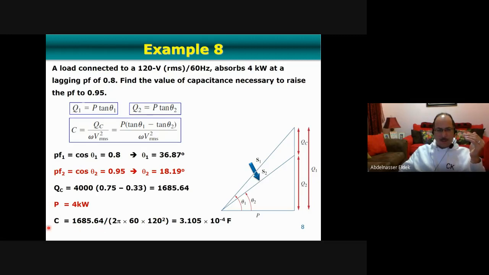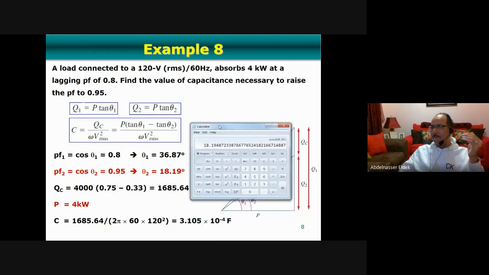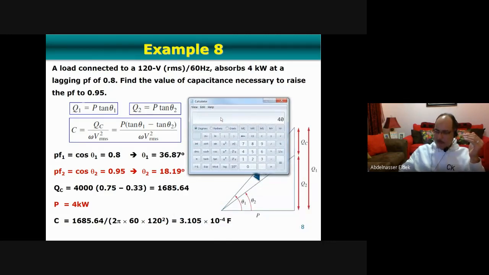Okay, so let's calculate this. P is 4,000 times, open bracket, tan of theta 1, which is 36.87, minus tan of the other angle, 18.19, close the bracket. This will be the numerator, and you divide this by what?